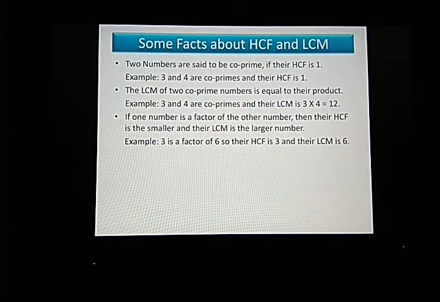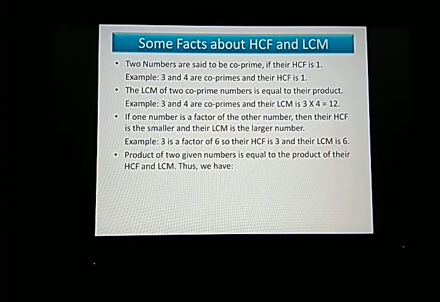Next one, if one number is a factor of the other number, then their HCF is the smaller number and their LCM is the larger number. Say for example 3 is a factor of 6. We know that. So if we want to find the HCF of 3 and 6, obviously whichever number is less will be the HCF. So 3 is the smaller number, smaller than 6. So 3 is the HCF. And if you have to find the LCM, it is the larger number, that is 6 here. So that will be the LCM. So this is very simple.